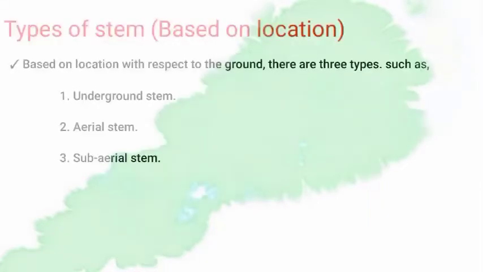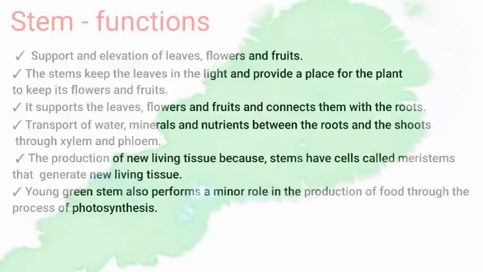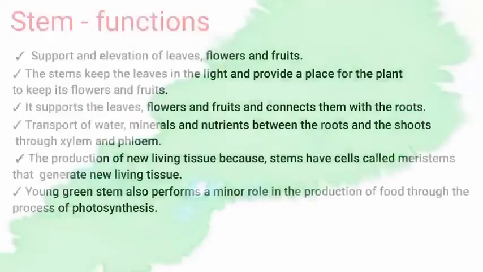Types of stem based on location. Based on location with respect to the ground, there are three types, such as underground stem, aerial stem, and subaerial stem. Stem functions. The stem gives support and elevation to leaves, flowers, and fruits. The stem keeps the leaves in the light and provides a place for the plant to keep its flowers and fruits. The stem supports the leaves, flowers, and fruits and connects them with the roots.